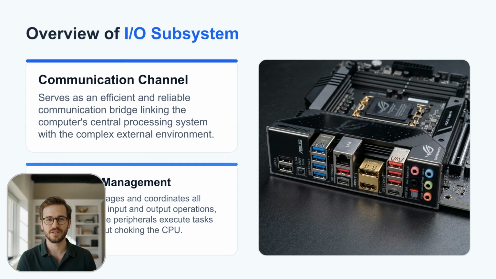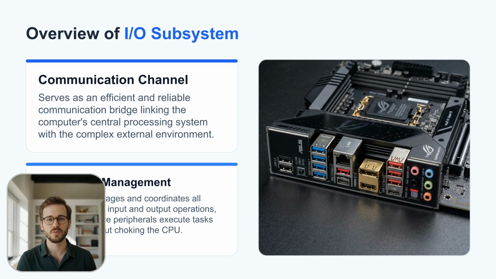At a fundamental structural level, the I/O subsystem serves 2 vital roles within modern computer architectures, acting as a communication channel and performing operations management. As a communication channel, it functions as an efficient, reliable bridge that links high-speed internal processor registers and RAM with diverse external environments. External devices operate across a vast spectrum of speeds, formats, and signal types, from mechanical switches on a keyboard to high-speed optical network links.